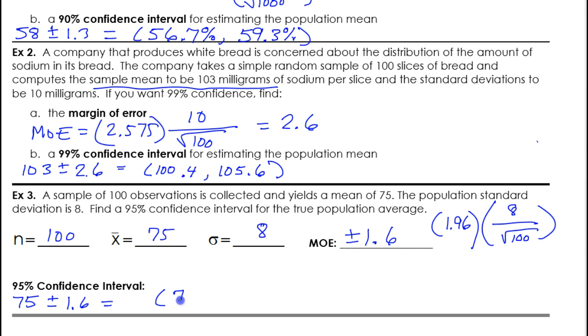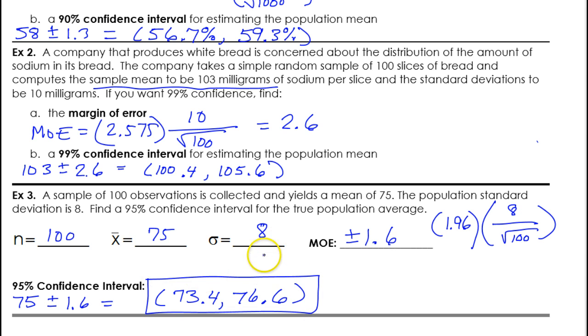73.4 and then 76.6. Okay, so that would be my 95% confidence interval.